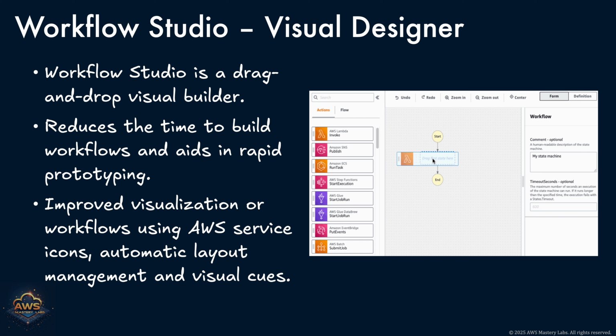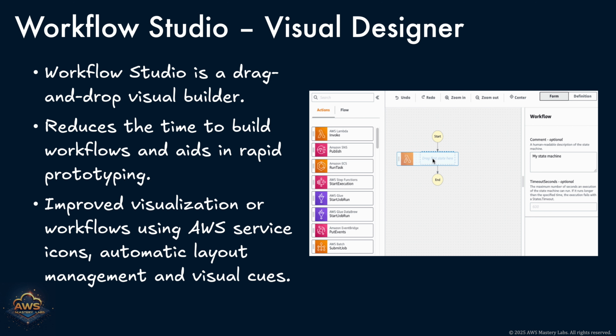On the left-hand panel, you'll find a rich library of pre-built task types and service integrations. These include AWS SDK integrations for services like DynamoDB, SNS, SQS, Lambda, Step Functions, nested workflows, and more. Simply drag a task onto the canvas and configure it using built-in forms. No manual coding required. Each block on the canvas represents a state in your workflow.